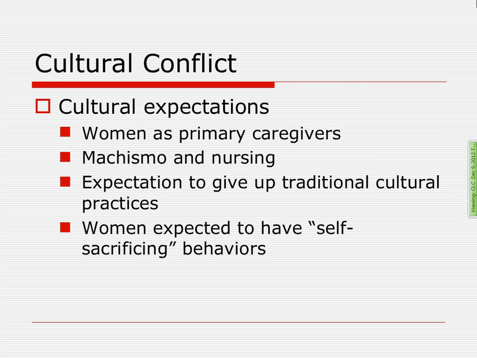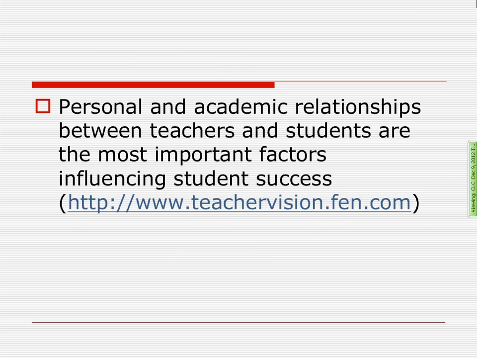And so I think that as a faculty member, you need to be aware of the fact that some cultural conflict might exist. This is from one of the readings. It says that the personal and academic relationships between teachers and students are the most important factors influencing student success. And I think that's very true.